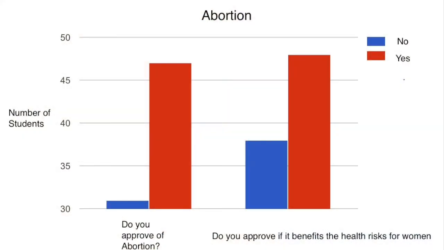According to the graph, there wasn't a big difference in the answers yes, but there was a big difference in the answer no. In the more slanted question, there were 31 no's and 47 yeses, but in the general question, there were 38 no's and 48 yeses. Which means the slanted question had about 39% who said no and 60% who said yes, and the general question, 44% said no and about 55% said yes.